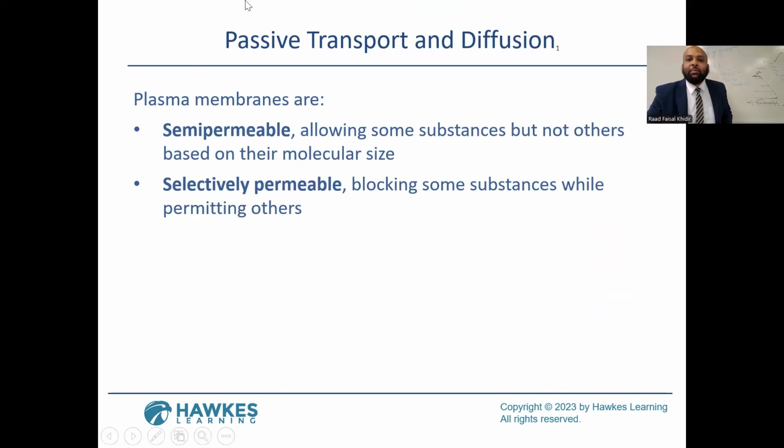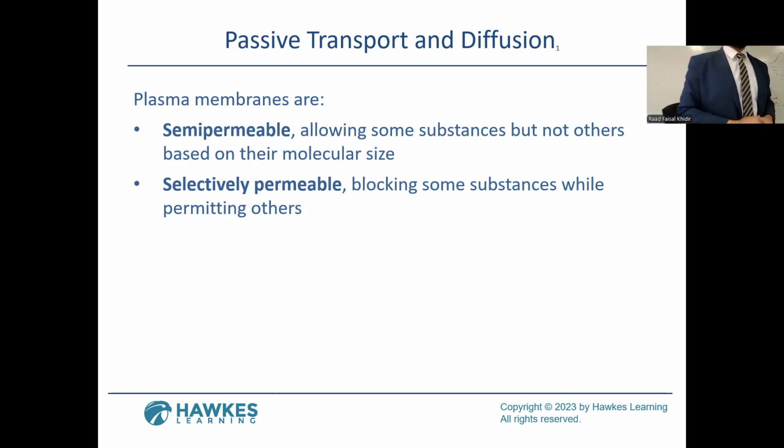So now we're going to define the difference between passive transport and diffusion. The plasma membranes are semi-permeable and others are selectively permeable. What does semi-permeable mean? Semi-permeable membrane means that it allows some substances but not others based on their molecular sizes. But selectively permeable blocks some substances while permitting others. So you have to know the difference.